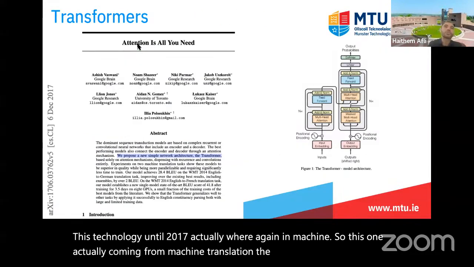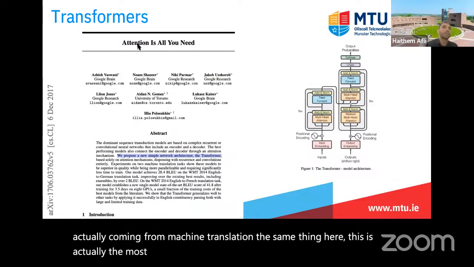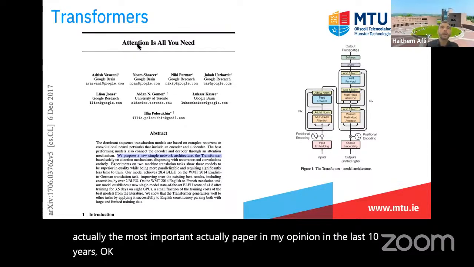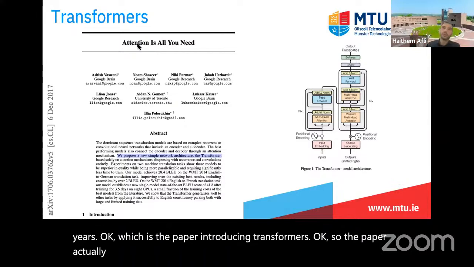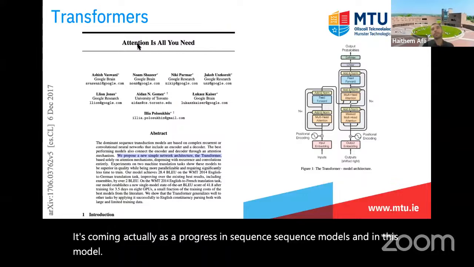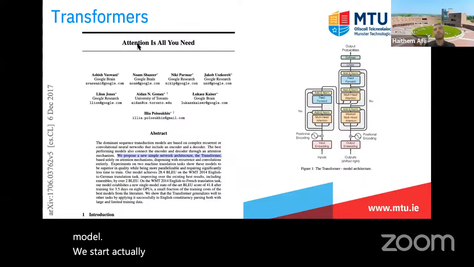The same thing here. This is actually the most important paper, in my opinion, in the last 10 years, which is the paper introducing transformers. So the paper on transformers came as progress in sequence models. And in this model, the researchers introduced an attention mechanism.